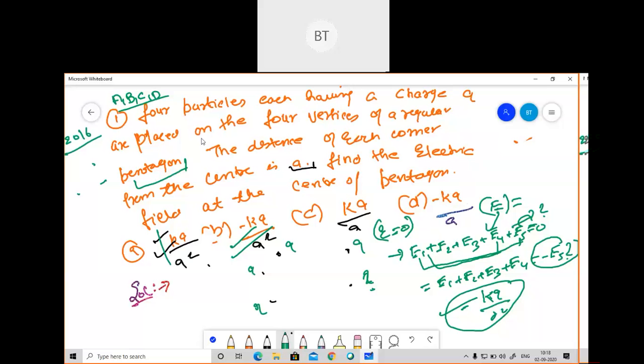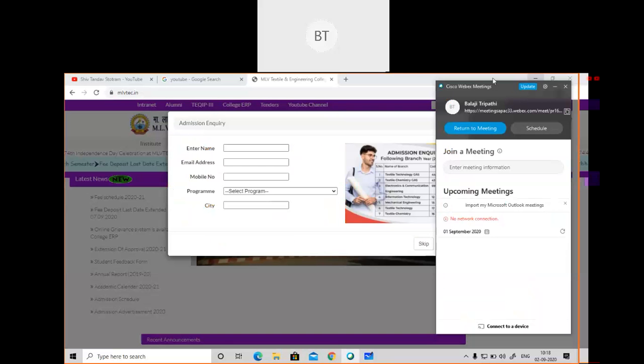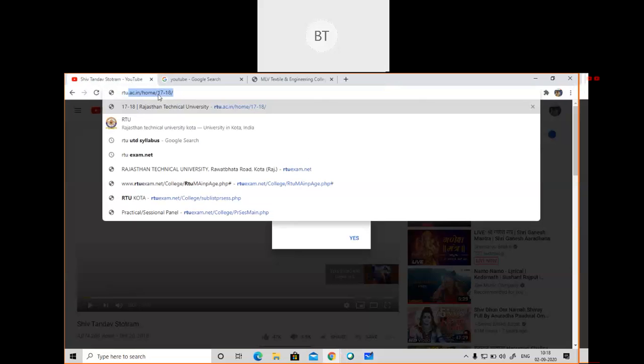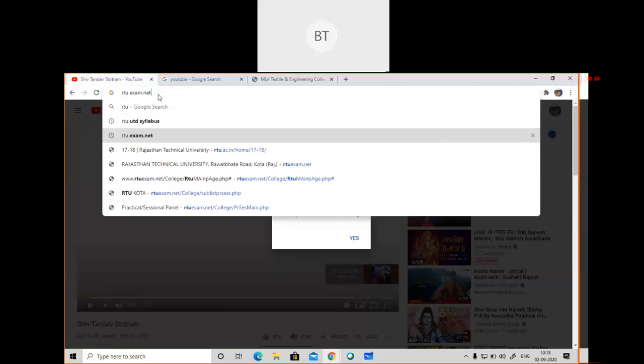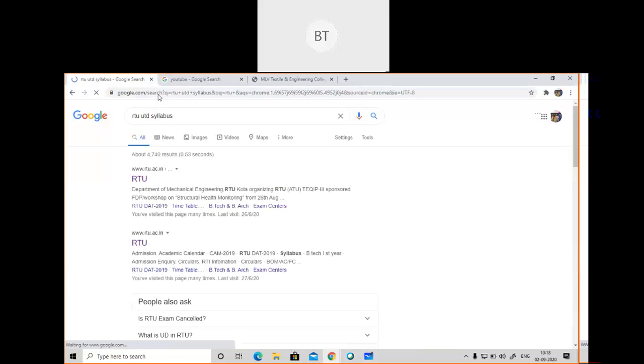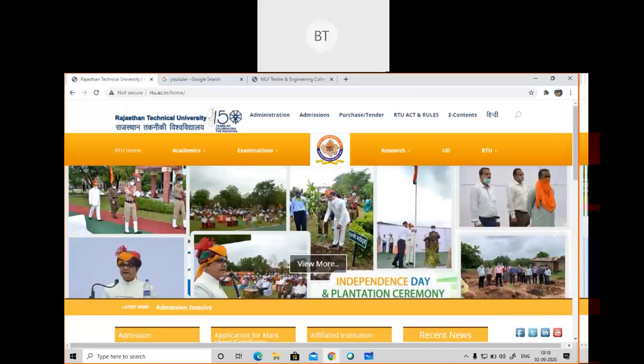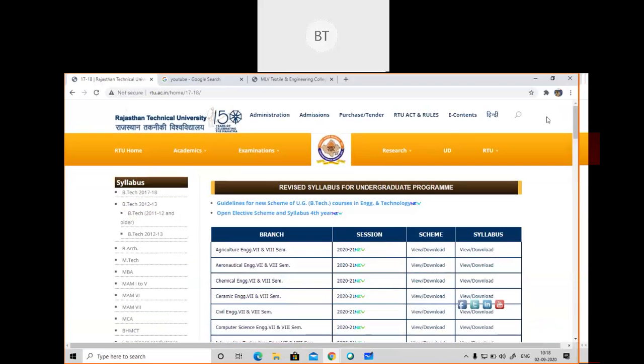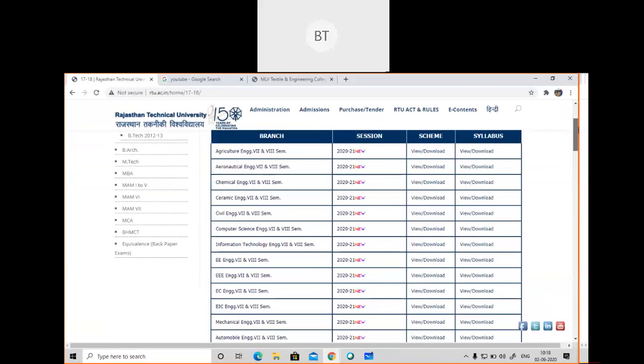One more thing I wanted to discuss: the microwave lab. I have been given one microwave lab batch, and my schedule is on Friday the 5th. I wanted to discuss how to maintain the lab file and what all the things are. Till now we have had no lab classes, so I wanted to take some lab classes also.